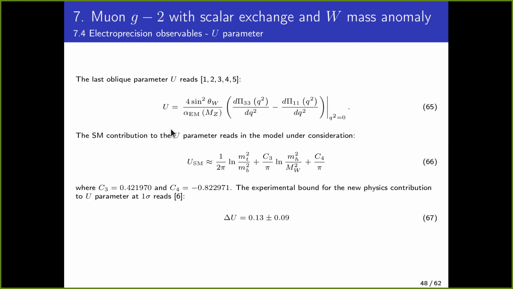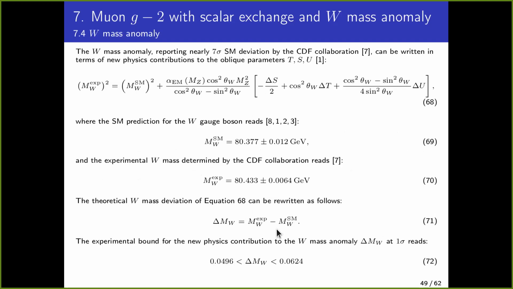Similarly, we also calculated the U parameter, and this U parameter takes exactly the same form as this one, but instead we need to differentiate the contribution of the 3 or 1. Therefore, I skip putting the same diagrams here, and derive the standard model contribution to the U parameter, which is defined this way, and C3 and C4 have these numerical values, and its experimental value is shown here.